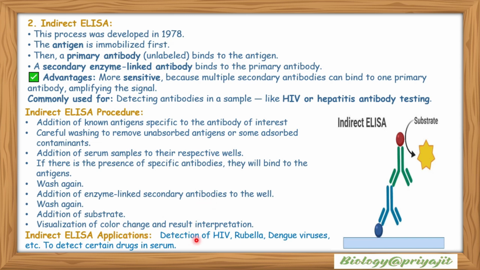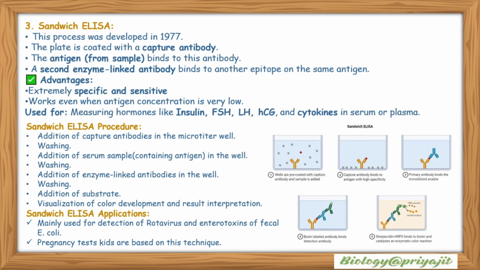Indirect ELISA applications: it is used for the detection of HIV, rubella, dengue viruses, etc. It is also used to detect certain drugs in serum samples. Sandwich ELISA.